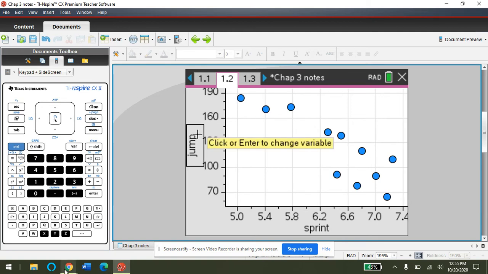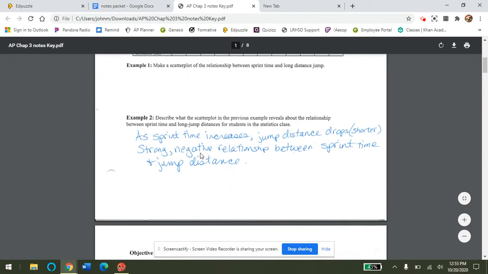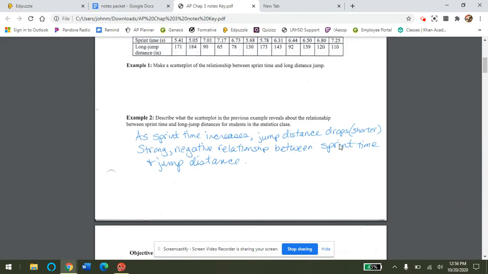When I look at my description, I actually put it here. As sprint time increases, jump distance drops or is shorter. We have a strong negative. I forgot the word linear when I wrote my answer, I apologize. So I had a linear here. Strong negative linear relationship between sprint time and jump distance. If you write strong negative linear period, you're going to get half credit because you did not include the context of the problem. So make sure it's always in the context of the problem.